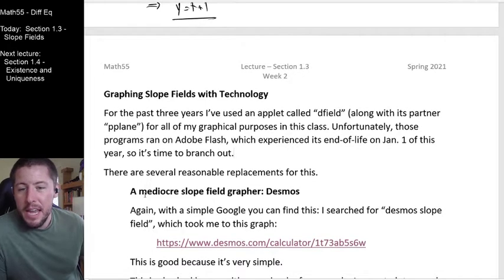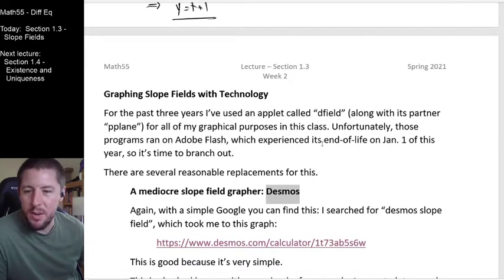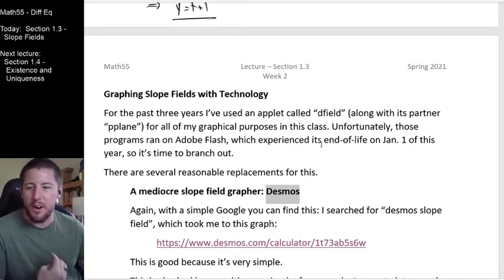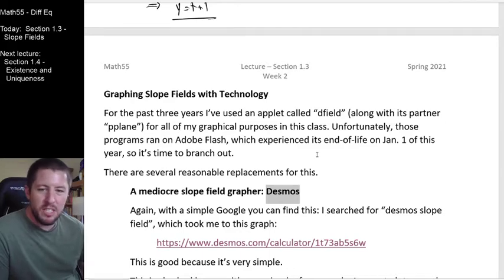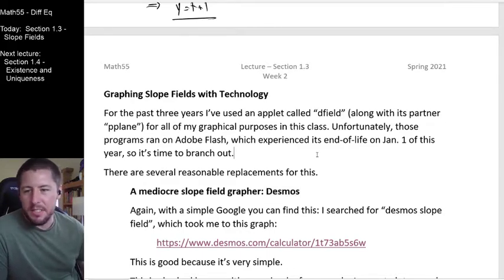In my fantasy, we would just be using Desmos because Desmos is honestly one of the best math tools that's been created in the last couple of years, in my opinion. It's free, it's super easy, but Desmos just doesn't do lots of higher level stuff that I really want it to be able to do.